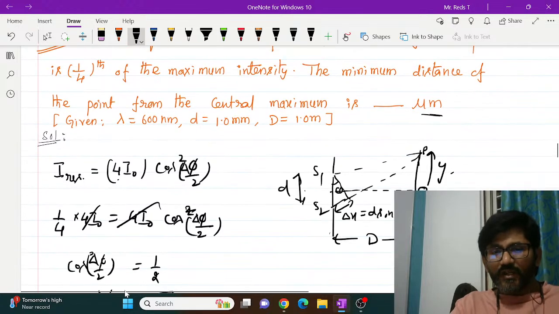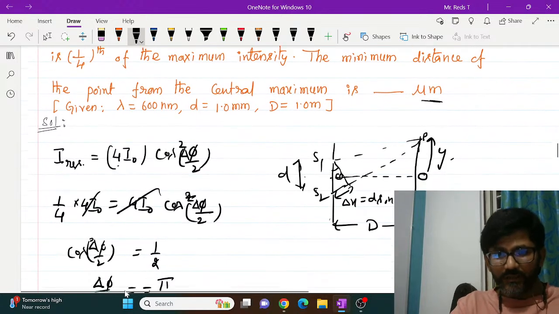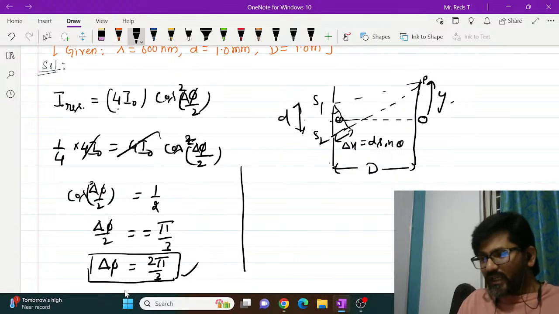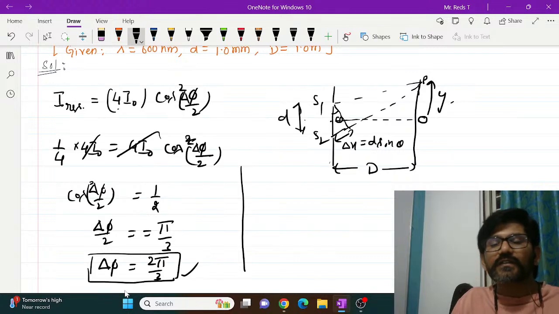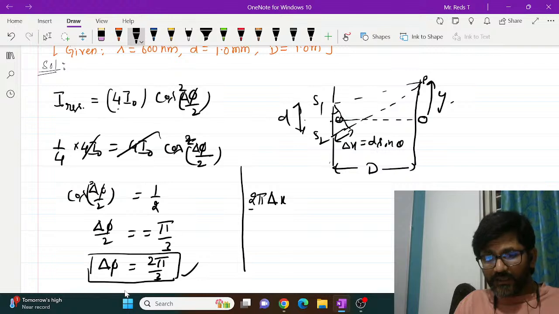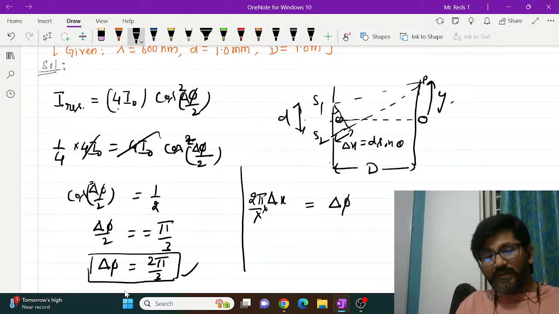The question here is, what is the minimum distance of that point from the central maximum in micrometers? For that, you have to relate this phase difference between the waves, and path difference also. So you have to recollect one relation between phase difference and path difference. What is the relation? 2 pi by lambda into path difference is equal to phase difference, delta phi. Or path difference is equal to lambda by 2 pi into phase difference, you can write either way.